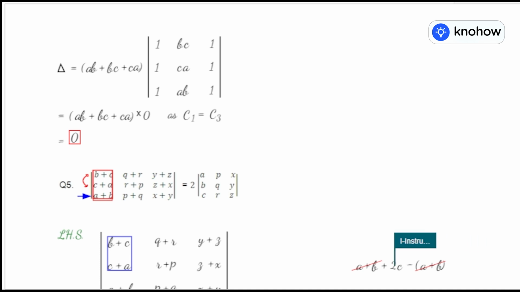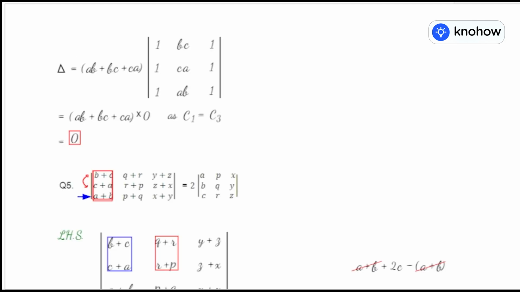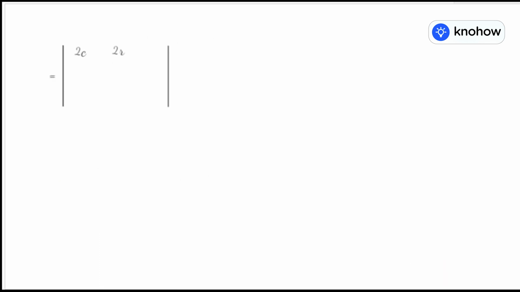Similarly, you add the elements A1,2 and A2,2. So what do you get here? If you add these two, you will get plus 2R, and this P plus Q will be cancelled. 2R, sorry, not 2Q: Q plus P cancelled and you are left with 2R. And similarly, the third element of the first row will be 2Z.